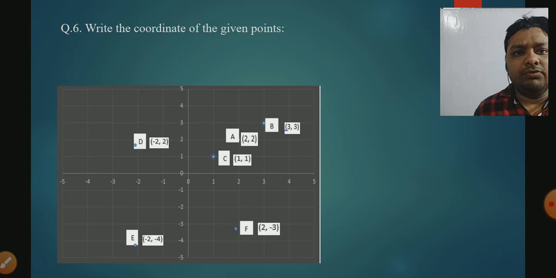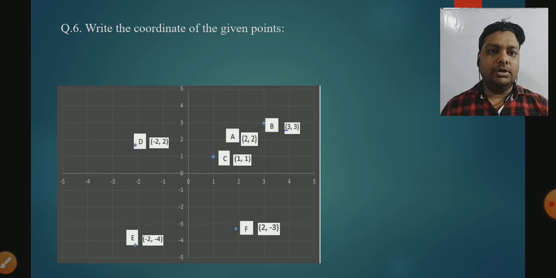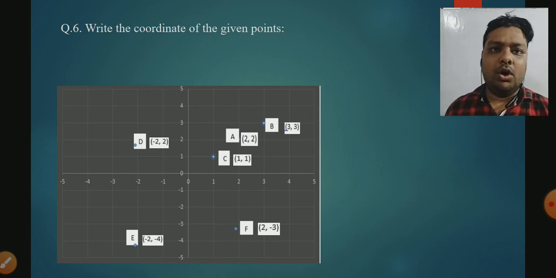So like this we can find the coordinates of points on a graph. I hope that you all have already understood, students.